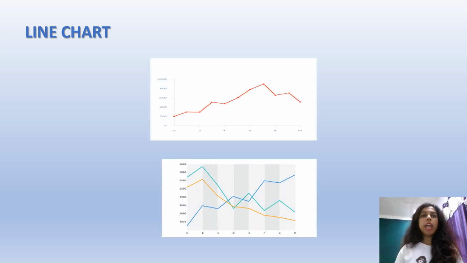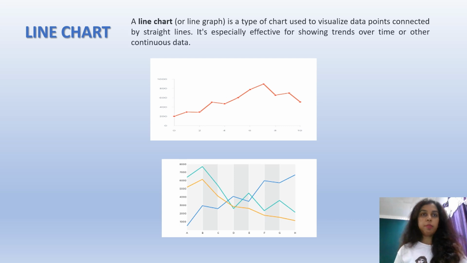A line chart is a type of chart used to visualize data points connected by straight lines. It is especially effective for showing trends over time or other continuous data. The horizontal axis represents a continuous variable such as time, while the vertical axis, y-axis, shows the values being measured. Individual data points are plotted and then connected by lines, illustrating changes in value across the y-axis. Line charts can display multiple lines to compare different data sets or categories on the same graph.